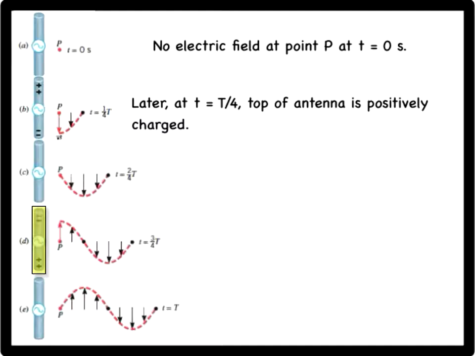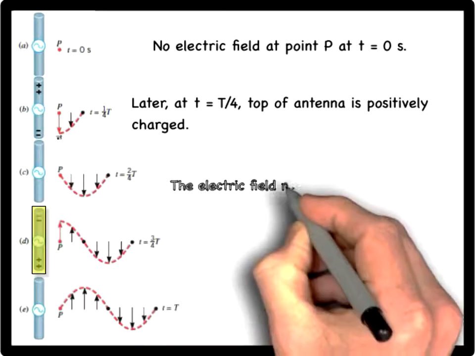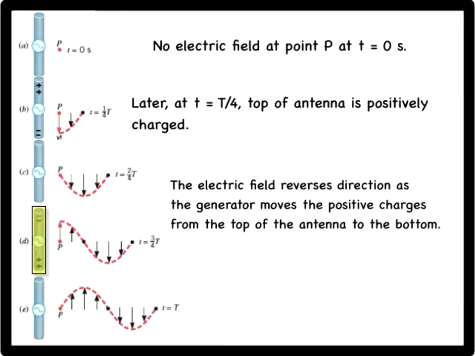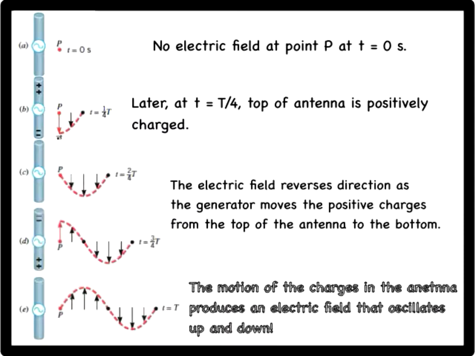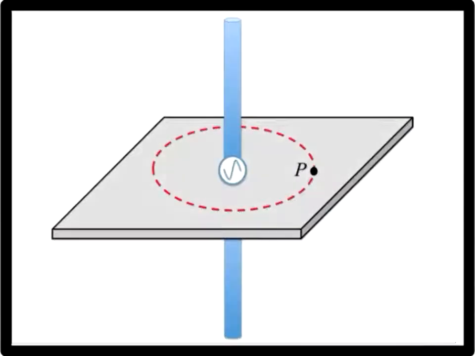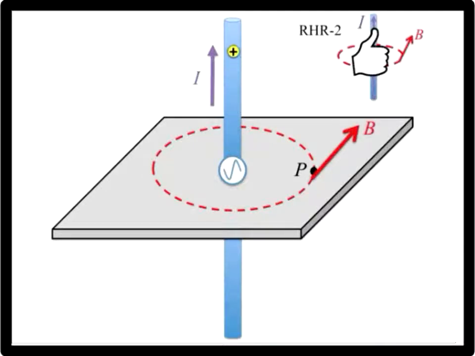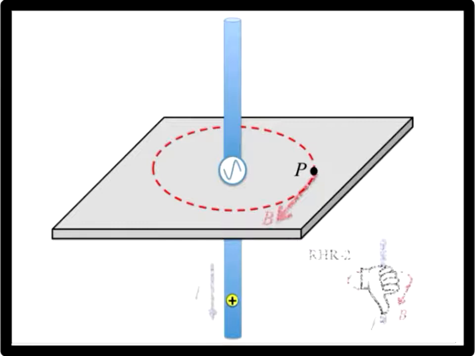The electric field at point P reverses direction as the generator switches the charges from positive to negative in each end of the antenna. Thus, the motion of the charges along the antenna produces an electric field that oscillates up and down. However, charges moving along the antenna constitute a current, and this current, like all currents, produces a magnetic field. When the charges move up, the current is up, and the magnetic field produced to the right of the antenna points into the screen, as indicated by right-hand rule 2. When the positive charges move down the antenna, the downward directed current produces a magnetic field to the right of the antenna that points out of the screen.